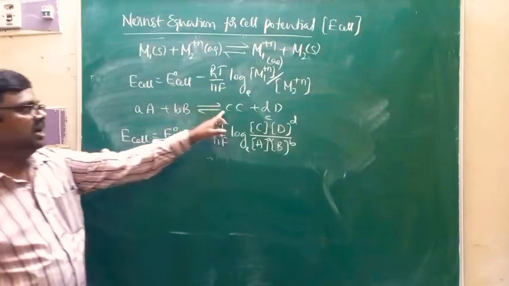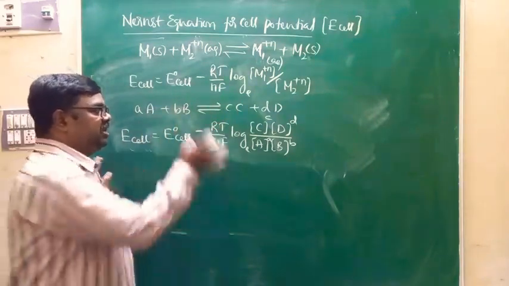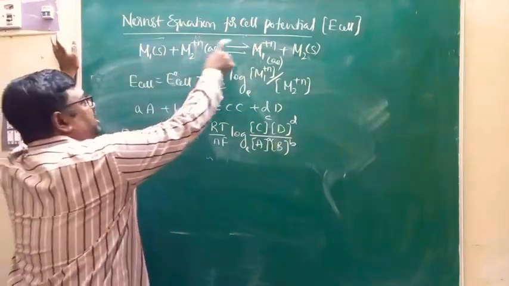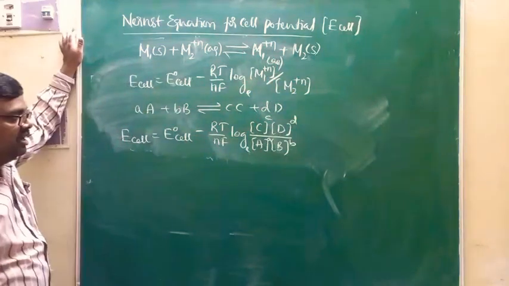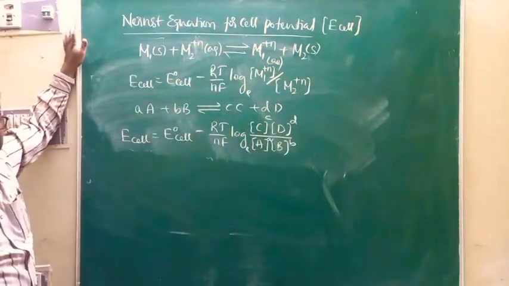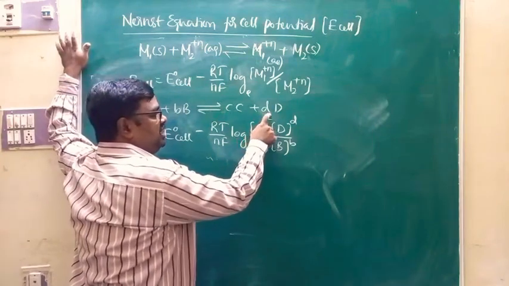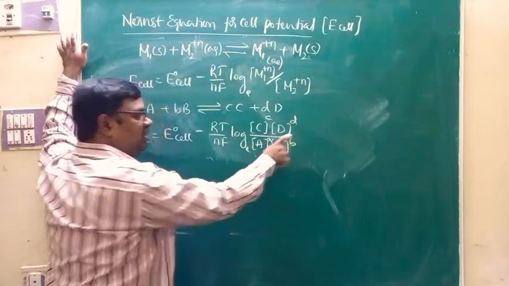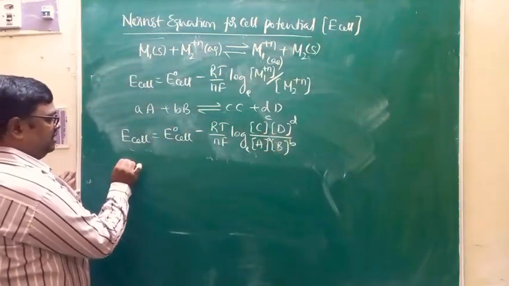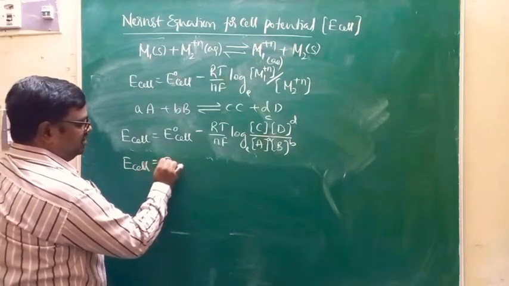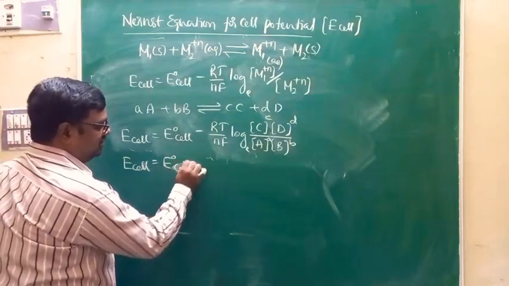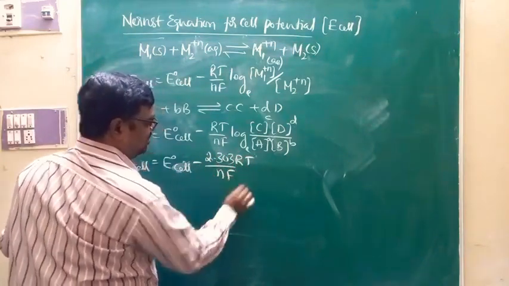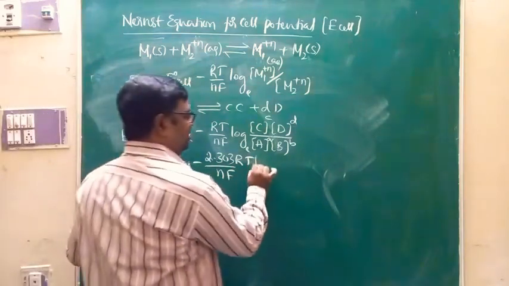There are powers here, because the coefficients a, b, c, d become powers. In the first piece, in equilibrium, you did not read it like that. Here the coefficients are 1 and 1, so we did not write the powers. Here the coefficients a, b, c, d are not equal to 1, therefore the concentration of C to the power c, D to the power d, A to the power a, B to the power b. This is what we call the Nernst equation. Or E of cell is equal to E naught of cell minus 2.303 RT divided by nF, where n is the total number of electrons exchanged, log to the base 10.